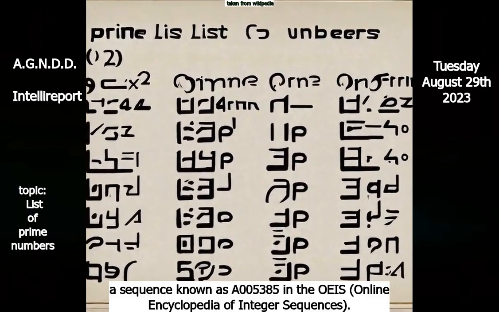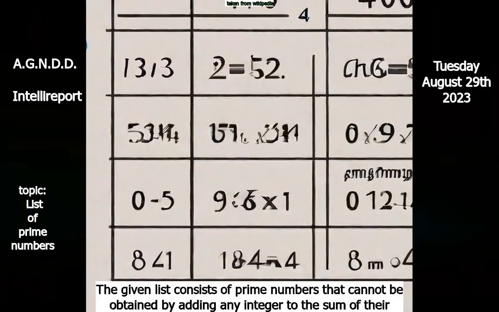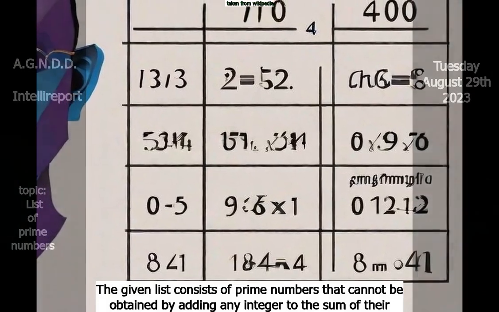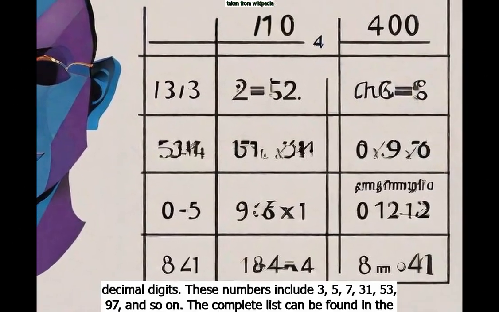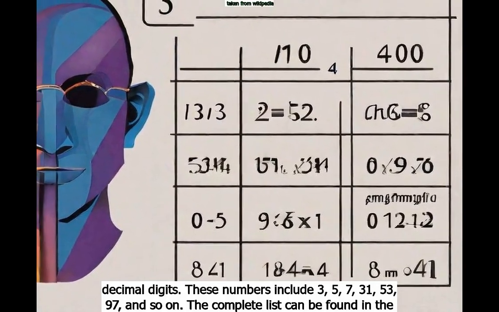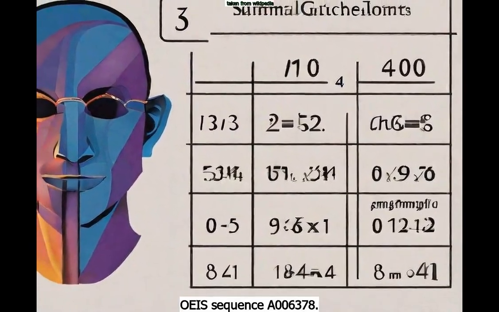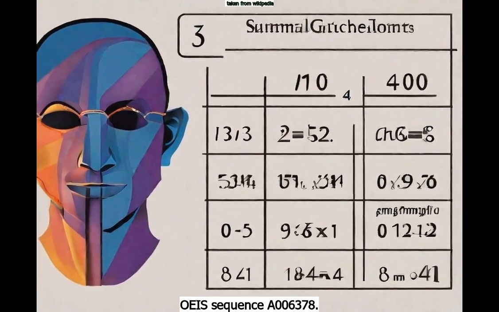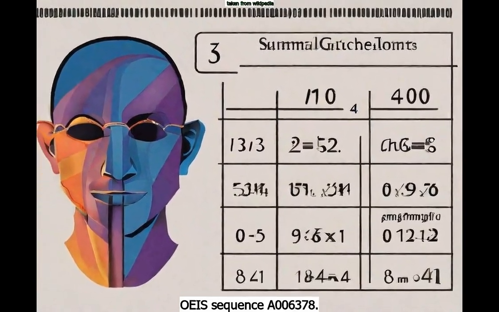The given list consists of prime numbers that cannot be obtained by adding any integer to the sum of their decimal digits. These numbers include 3, 5, 7, 31, 53, 97, and so on. The complete list can be found in the OEIS as A006378.